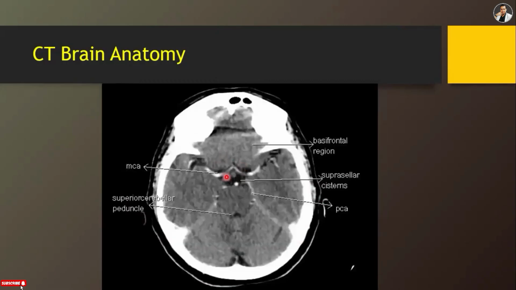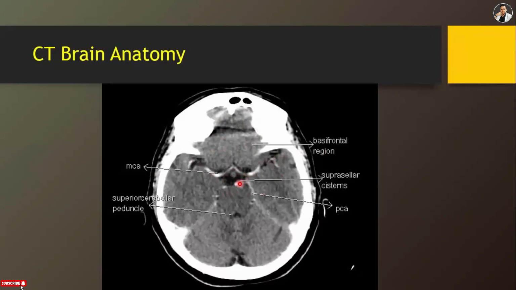We have gone up another slice. Here, we can see the frontal sinus. Then, we can see the frontal lobe of the brain. The frontal lobe is bigger. This is the basal frontal region. And here, the MCA, the middle cerebral artery. As we have given contrast, the arteries are also enhanced, and we can see the arteries in the contrast. This is the MCA.